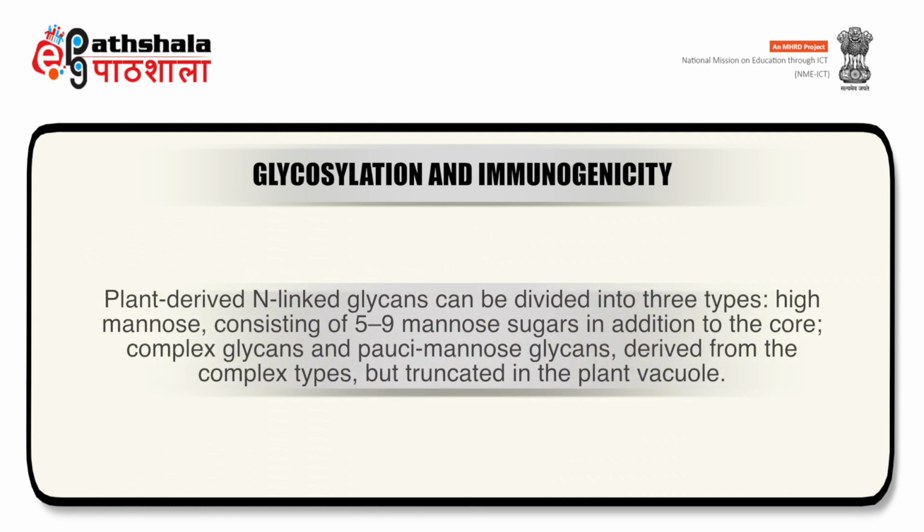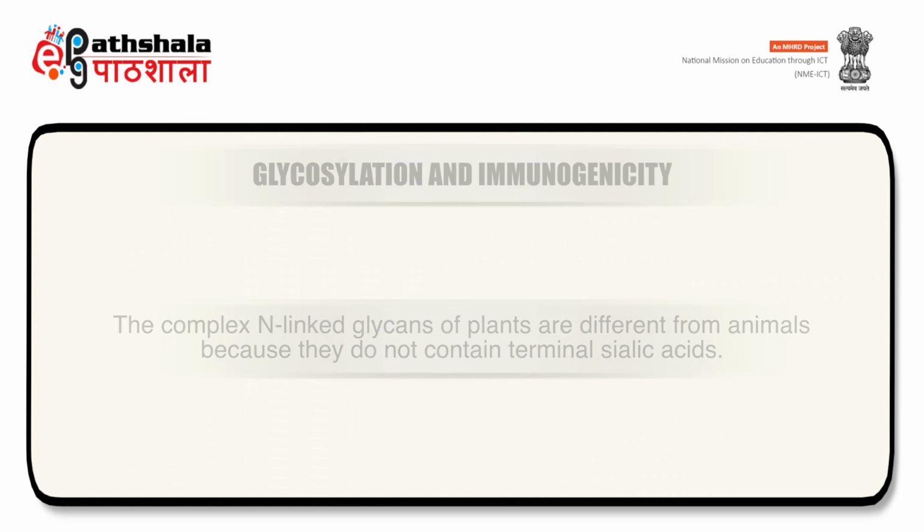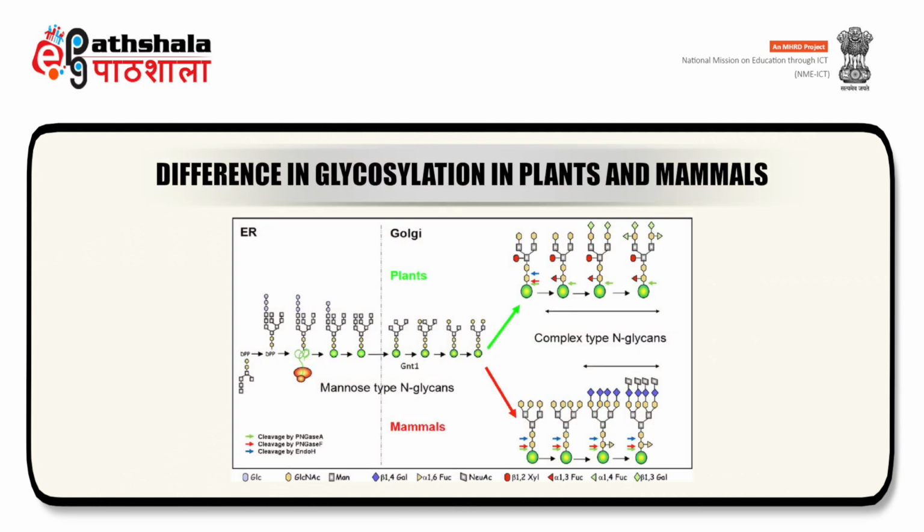Plant-derived nitrogen-linked glycans can be divided into three types: high mannose, consisting of 5 to 9 mannose sugars in addition to the core; complex glycans; and polymannose glycans, derived from complex types but truncated in the plant vacuole. The complex nitrogen-linked glycans of plants are different from animals because they do not contain terminal sialic acids. As an example, here in this diagram we can see the difference in the glycosylation patterns in plants and mammals.